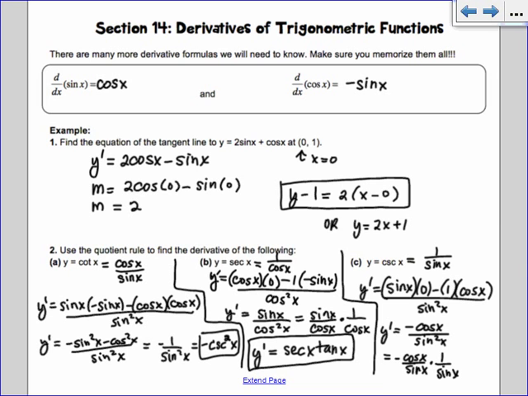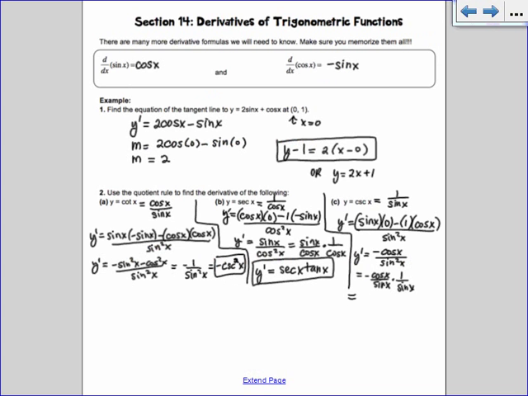So let's start with the 1 over sine. So what is 1 over sine? Cosecant. So we're going to have a cosecant x. And what's the cosine over sine? Cotangent. What else do we have? Negative. So it's negative cosecant x cotangent x.